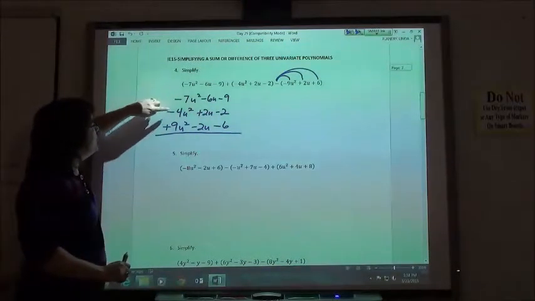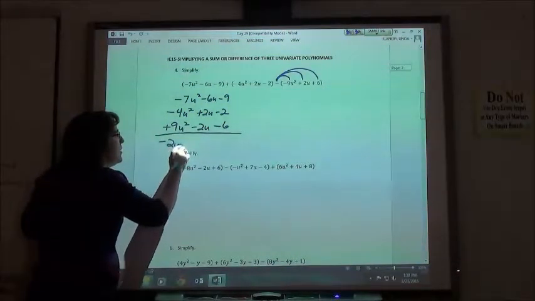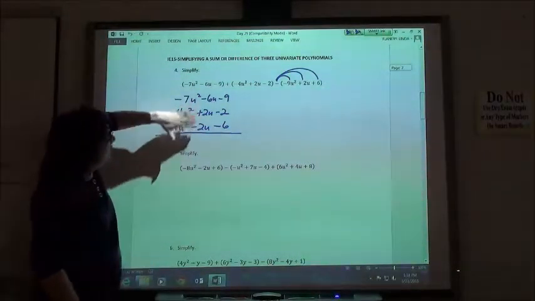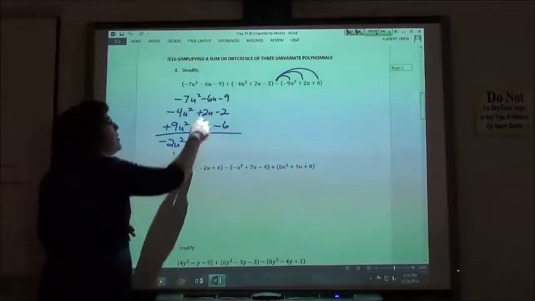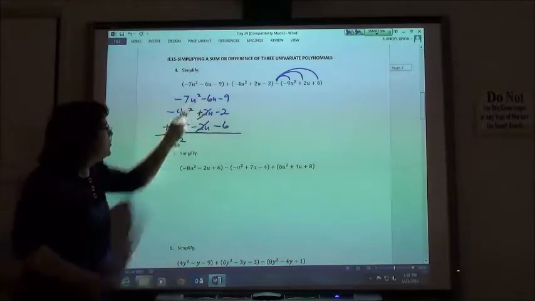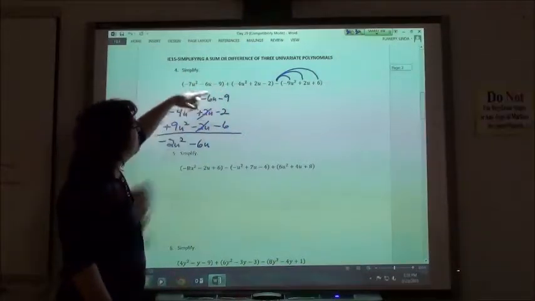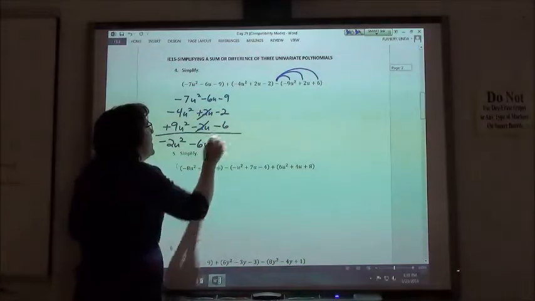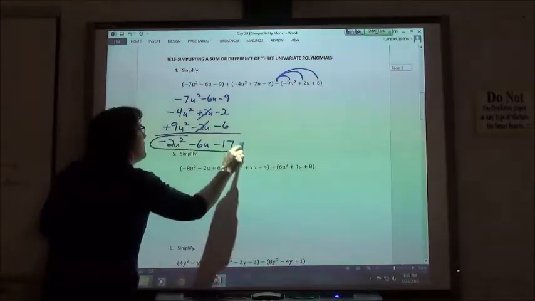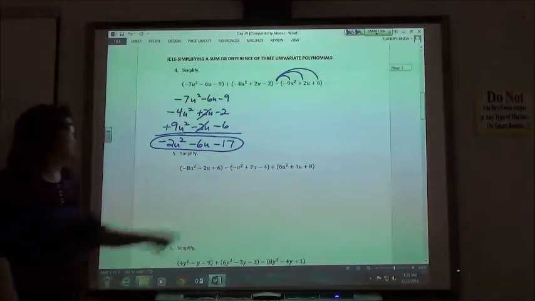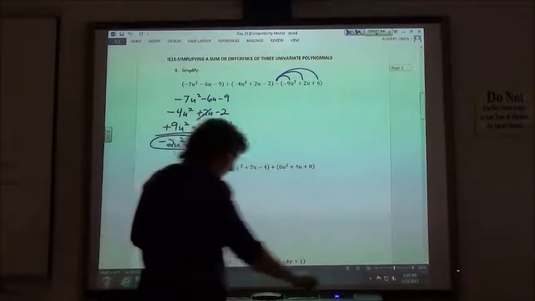Negative 7 minus 4 would be negative 11. Negative 11 plus 9 would give me negative 2u squared. Here, if I look at this list, I see I have a positive 2u and a negative 2u. Those are opposites. They're going to cancel each other out because that's 0. So I'm just going to have the minus 6u. And then negative 9 plus negative 2 plus negative 6 would be negative 17. So negative 2u squared minus 6u minus 17. All those are negative. I added and kept my sign.